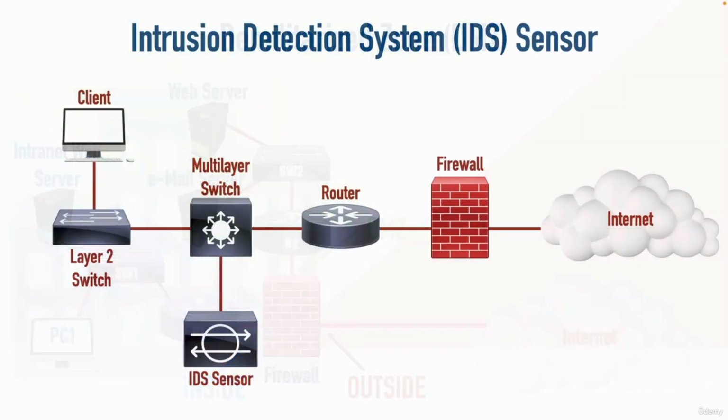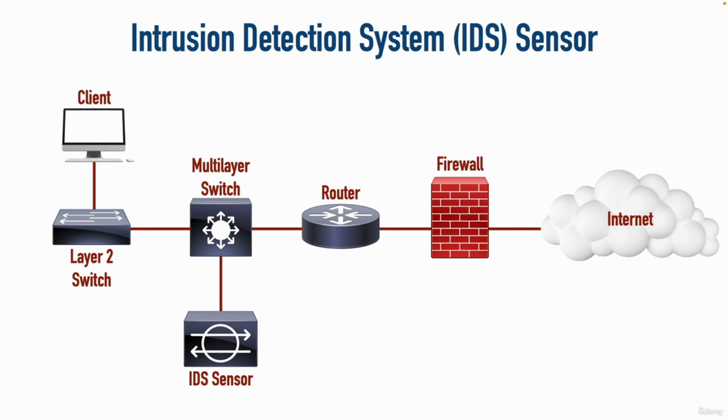Now let's consider an IDS sensor, or an intrusion detection system sensor. Notice the IDS sensor is plugged into a switch, and that switch is going to be configured for port mirroring. So traffic going through that switch is going to be copied and sent to the IDS sensor. Let's say we've got traffic coming in from the internet. It hits that switch. It makes a copy. That copy is sent down to the IDS sensor, and the original traffic is sent on to the client.